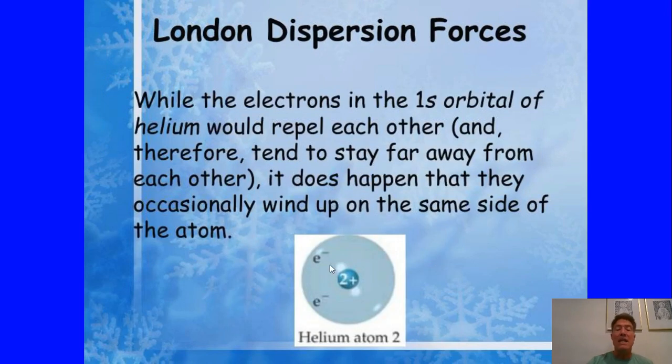So if you look at a helium atom, the electrons would tend to stay as far apart as possible, one on this side, one on this side. But it does happen that once in a while they both wind up on the same side of the atom, which would, for a moment, create a slightly negative charge on this one helium atom. So this side would be slightly negative because the two electrons are both temporarily on this side, and a slightly positive. This would be instantaneous, but it would still be very real. And this instantaneous polarity has an effect on surrounding helium atoms.